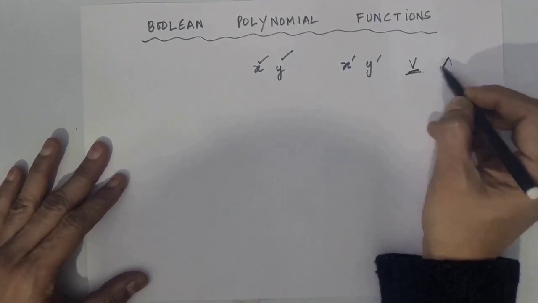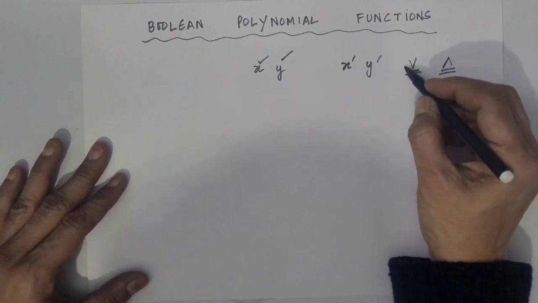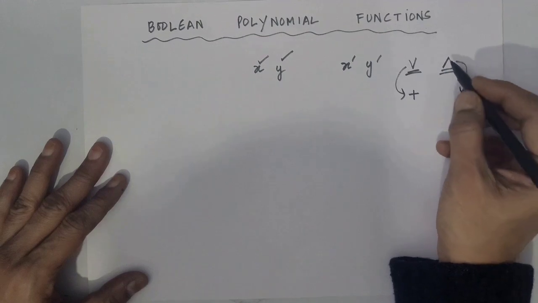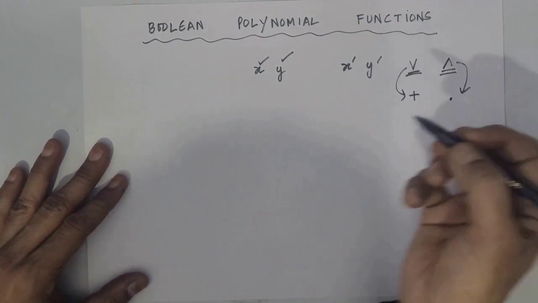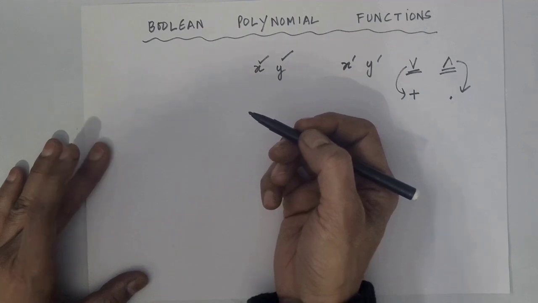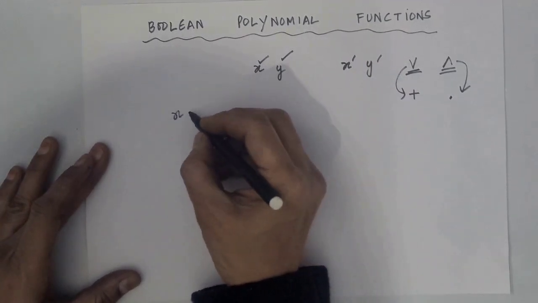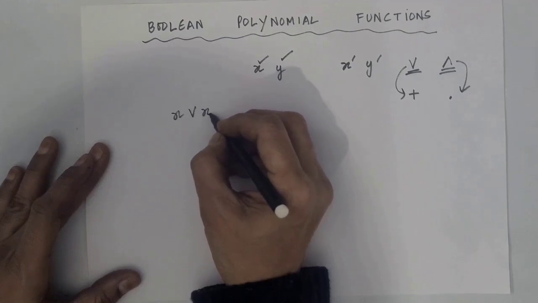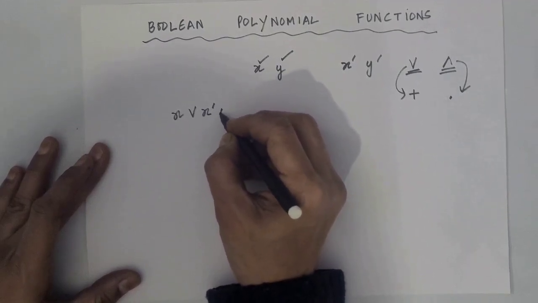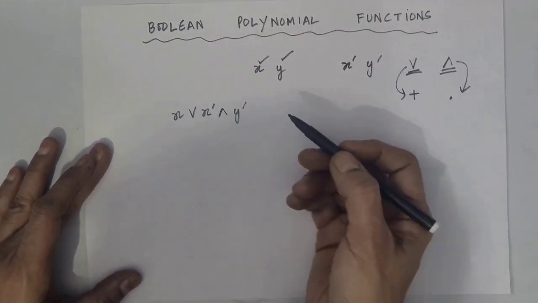So this is the operator for join and this is the operator for meet, which again I have discussed in my earlier videos. And the operator join can also be denoted by plus and the operator meet can also be denoted by dot. So if you consider an example of a Boolean polynomial having two variables x and y, then you can have something like this: x join x dash, then let's say meet y dash. This is a Boolean polynomial having two variables x and y.